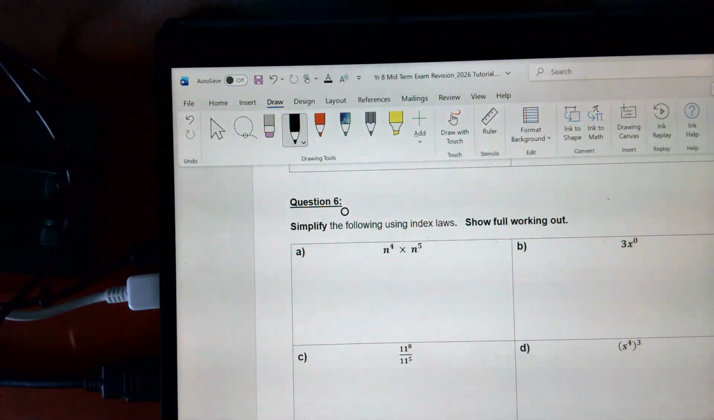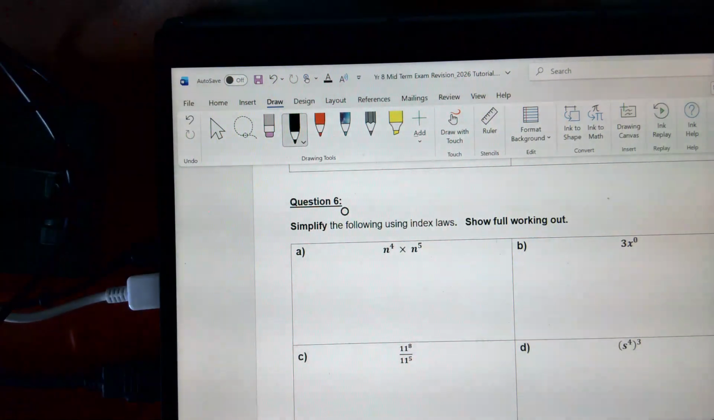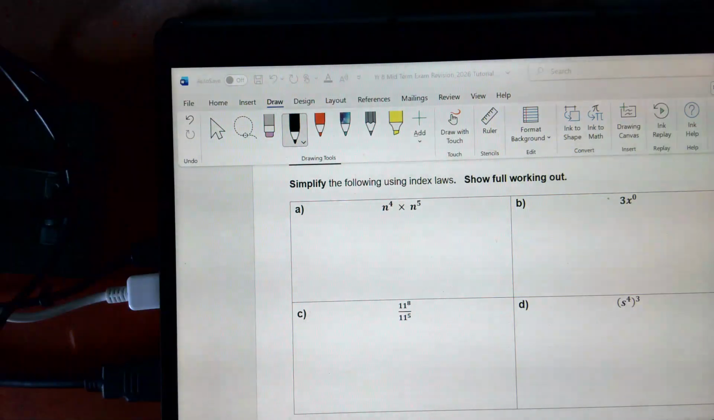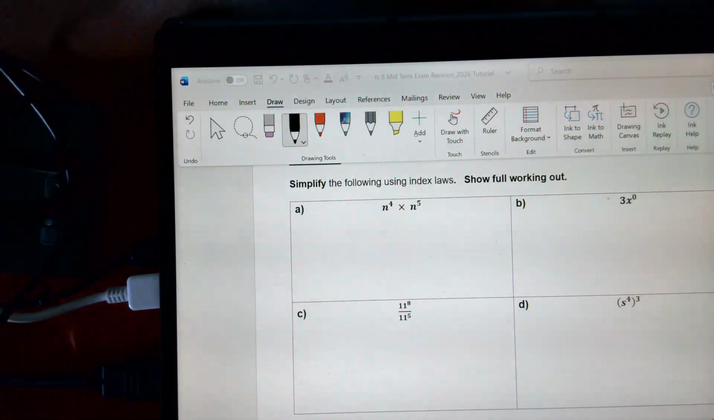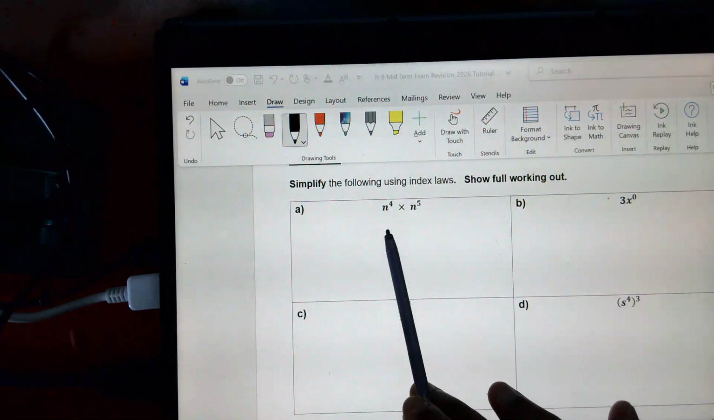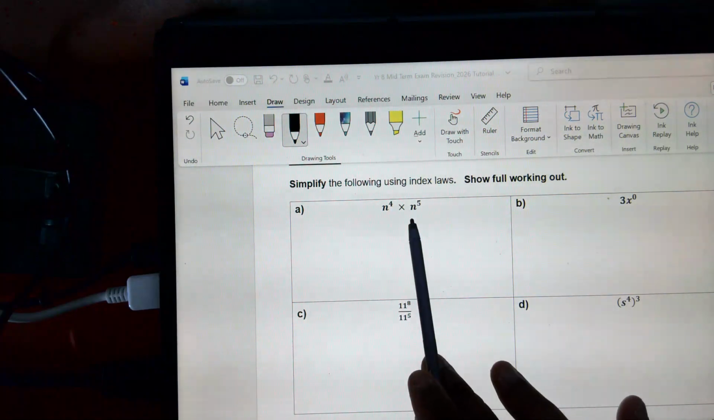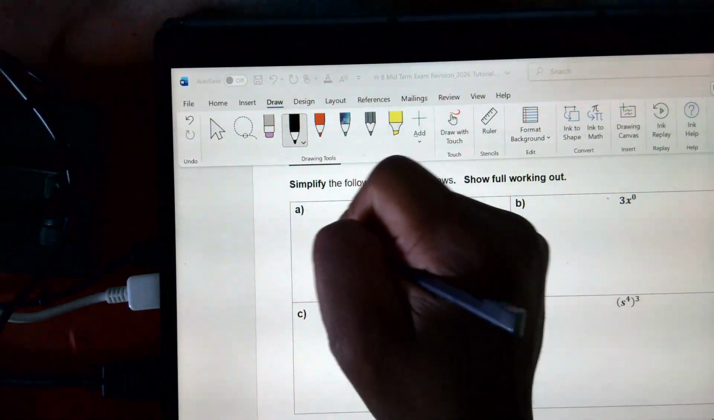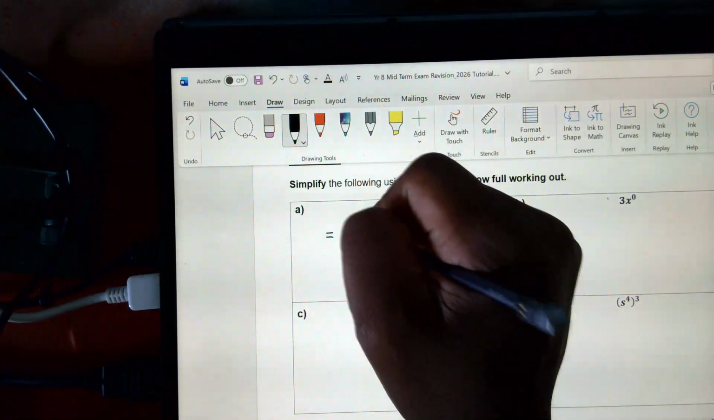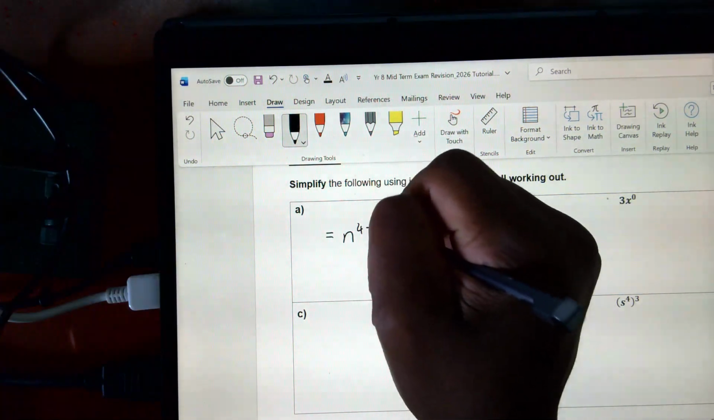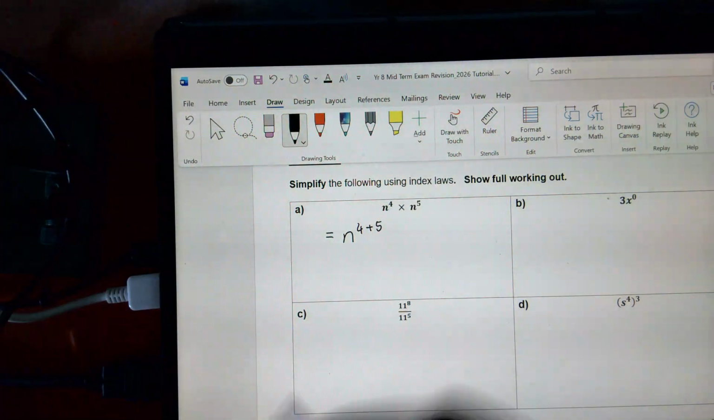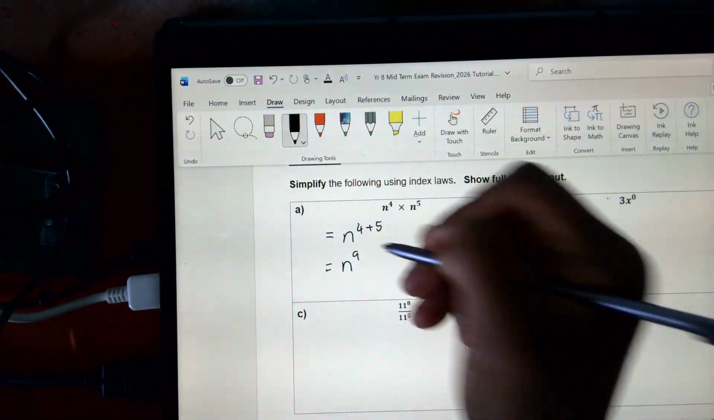So next we're going to move on to question 6. Simplify the following using index laws. Alright. We know when we multiply indices with the same base, we add the powers together. So this is going to be n to the power 4 plus 5. That's n to the power 9.